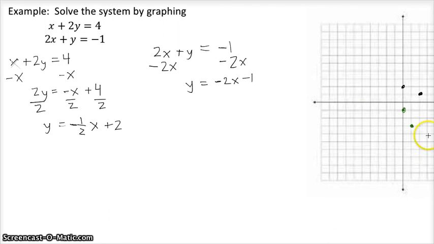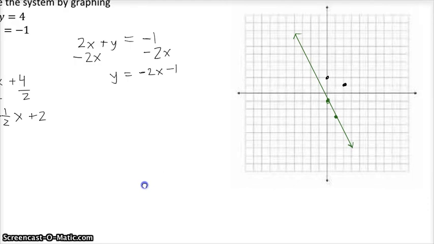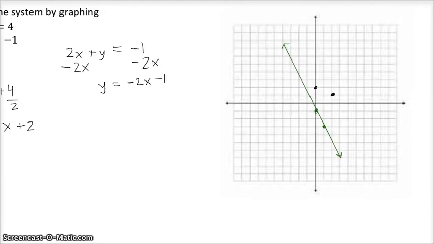So I have 2 lines. I have this first one here that appears to be going like this, and I'm just going to draw arrows on it to complete this line. I have this second line, looks like this.